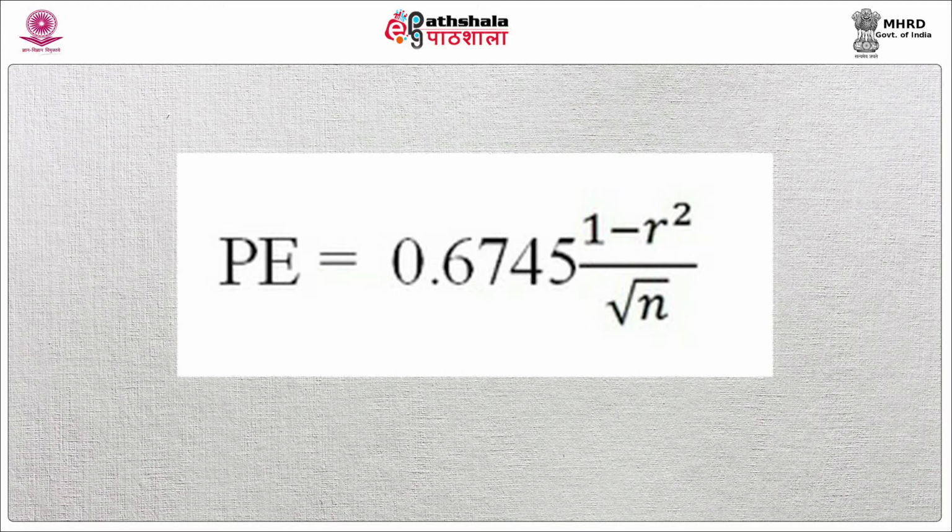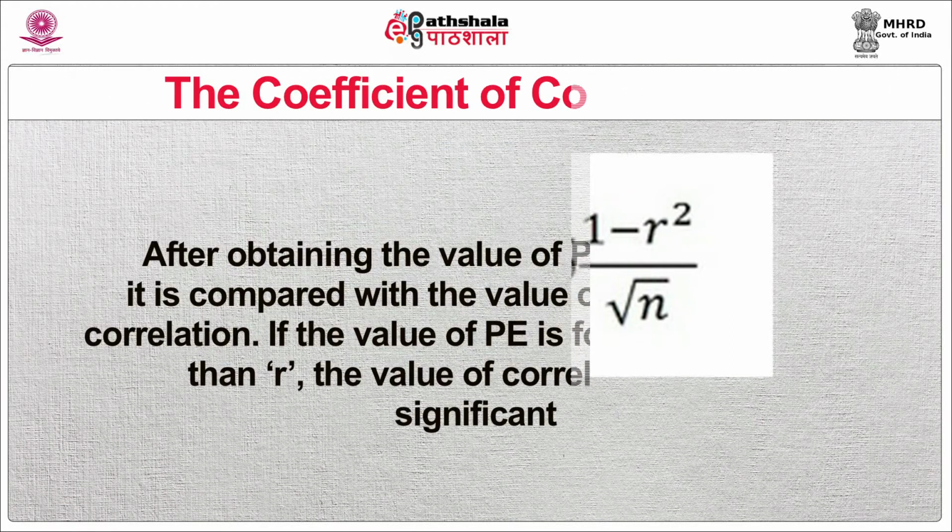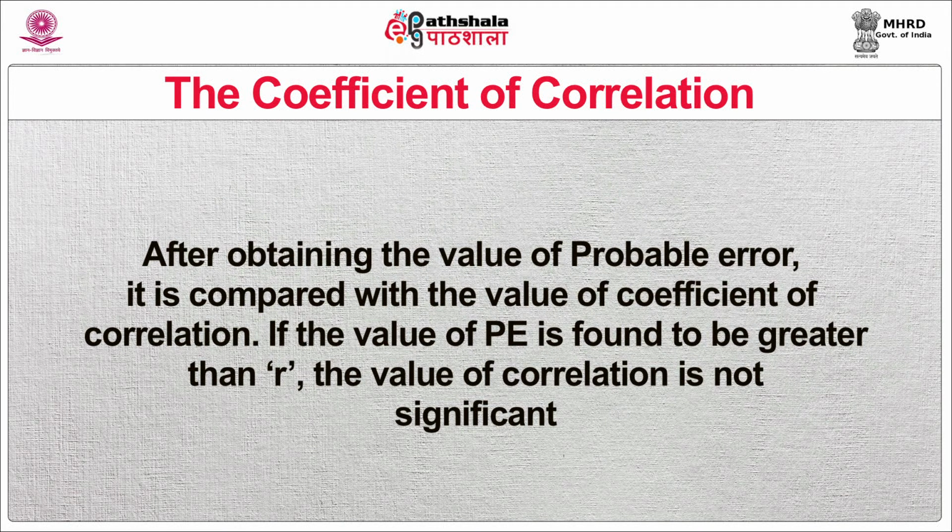0.6745 multiplied by (1 minus r square) divided by under root n. After obtaining the value of probable error, it is compared with the value of the coefficient of correlation. If the value of probable error is found to be greater than the correlation, the value of correlation is not significant.